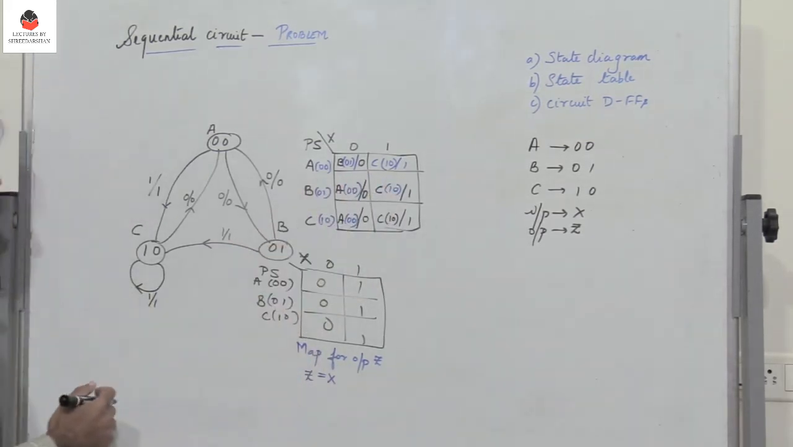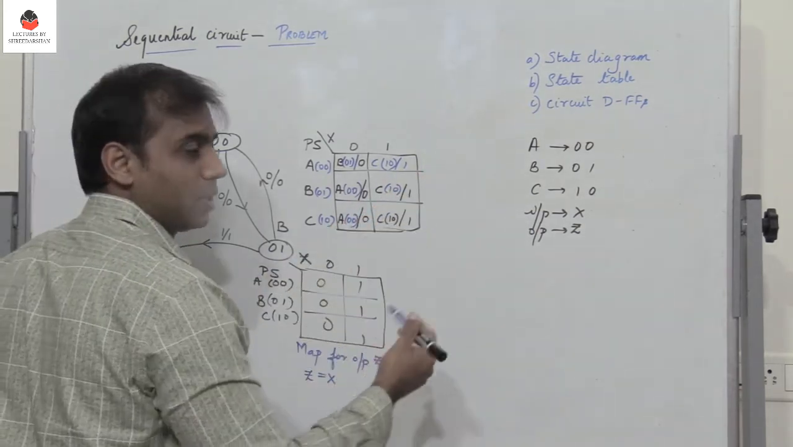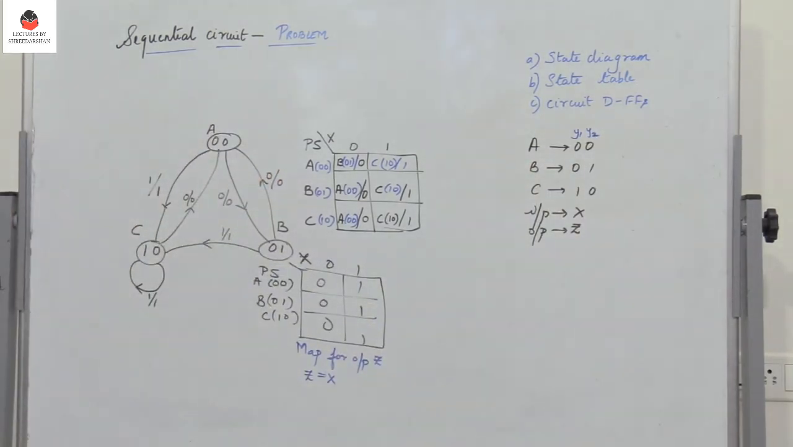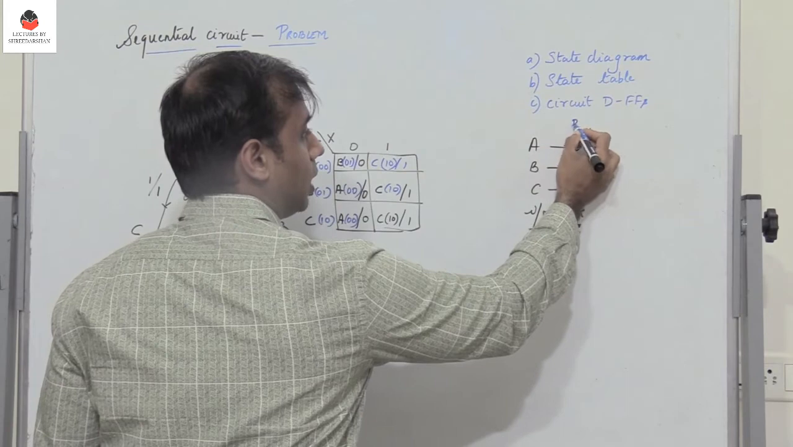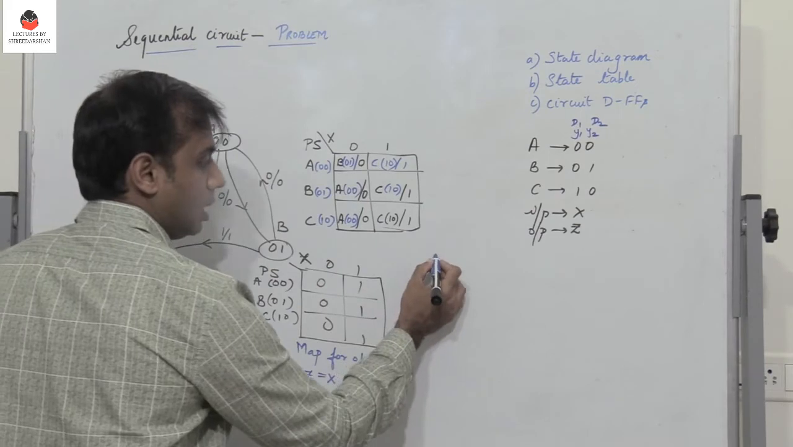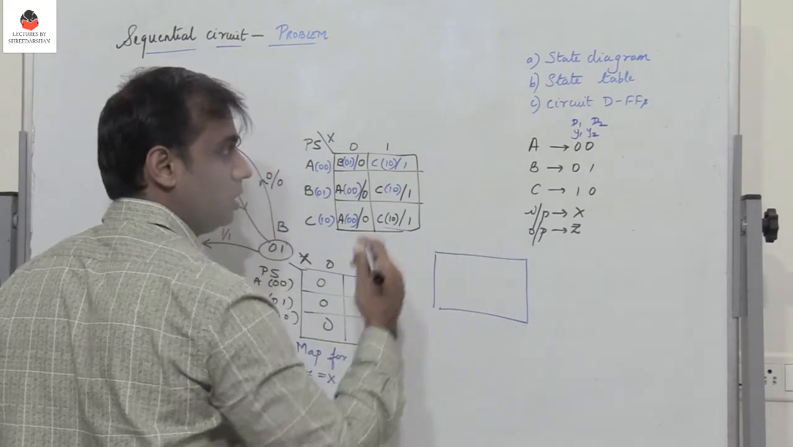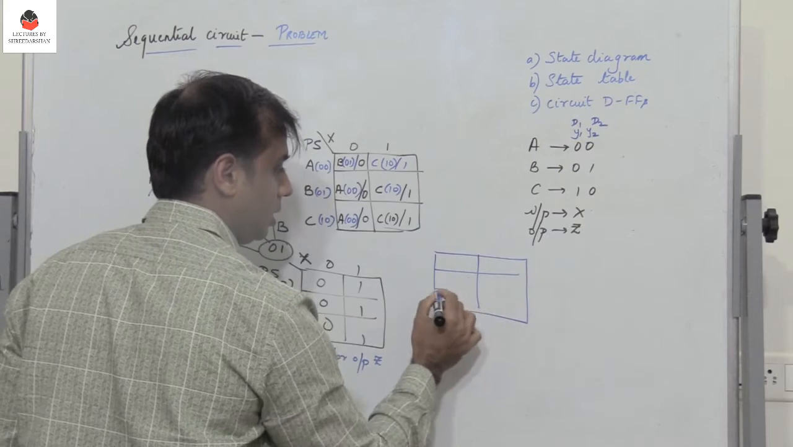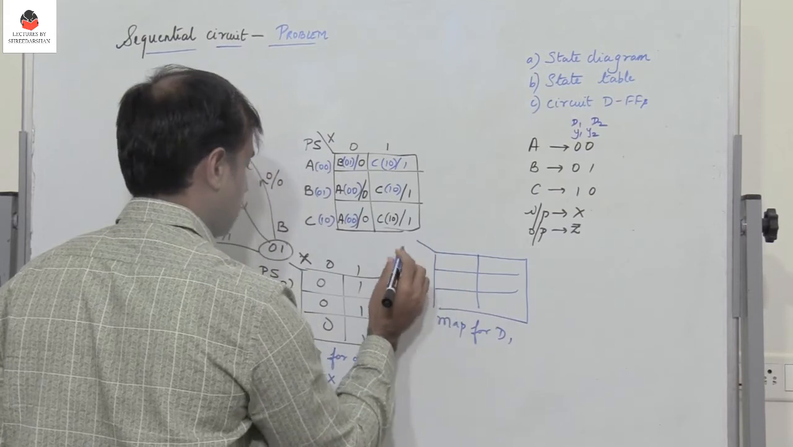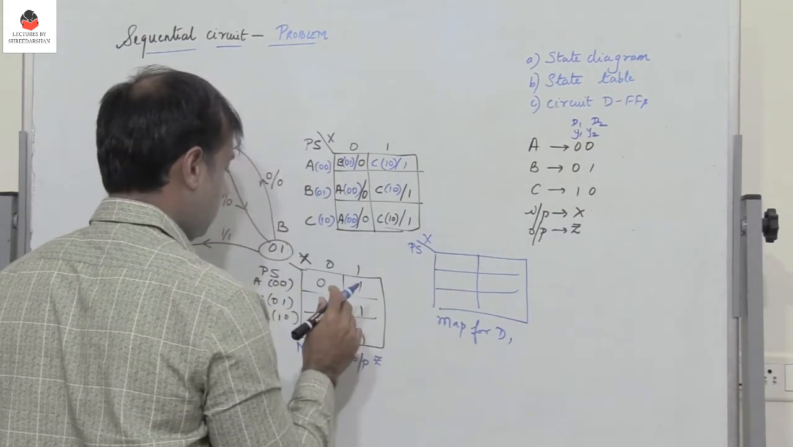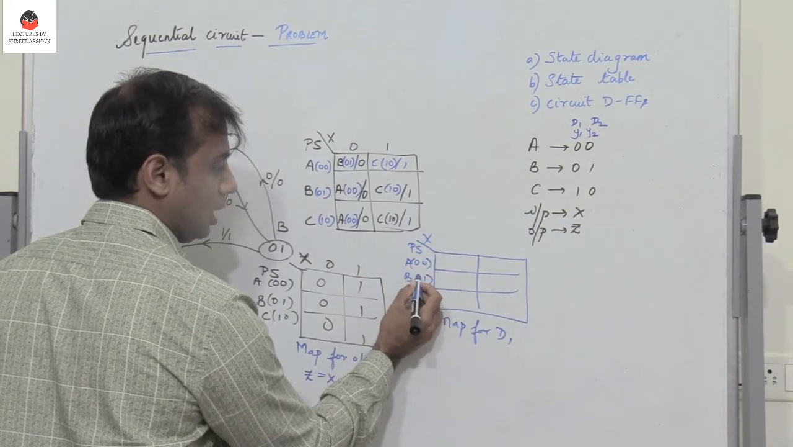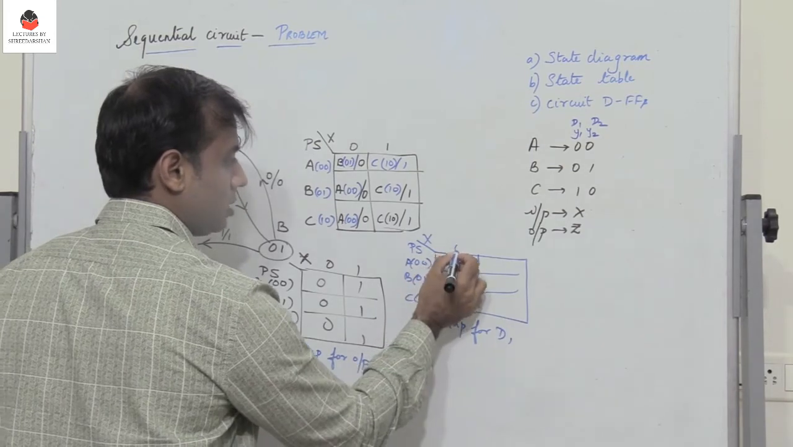Now for the state assignment for A, B, and C, you have 2 bits. So let me define the first bit as Y1, the second bit as Y2, for the flip-flops D1 and D2. So again we need to find the inputs for the D flip-flops. So let's find the mapping for D1. So this is the present state, the input. Again you have A, which is 0, 0, B, which is 0, 1, and C, which is 1, 0, and then X is 0, 1.